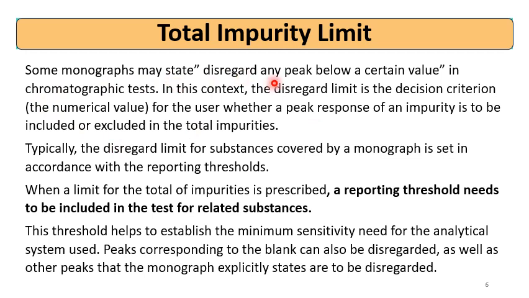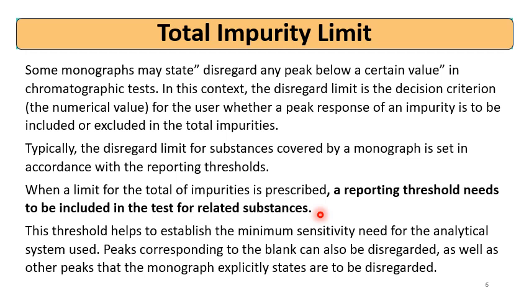Some monographs may state to disregard any peak below a certain value in a chromatographic test. In this context, the disregard limit is the decision criterion, that is, the numerical value for the user on whether the peak response of an impurity is to be included or excluded in the total impurities. Typically, the disregard limit for substances covered by a monograph is set in accordance with the reporting thresholds. When the limit of the total impurities is prescribed, a reporting threshold needs to be included in the test for related substances. And why is this reporting threshold required?